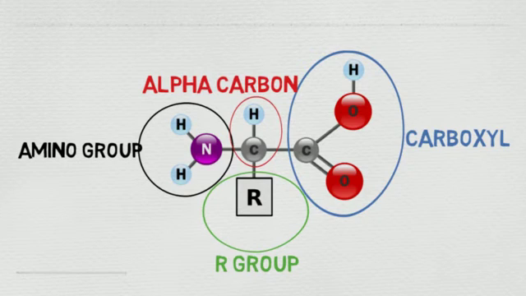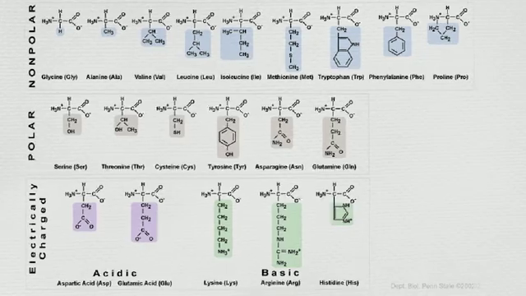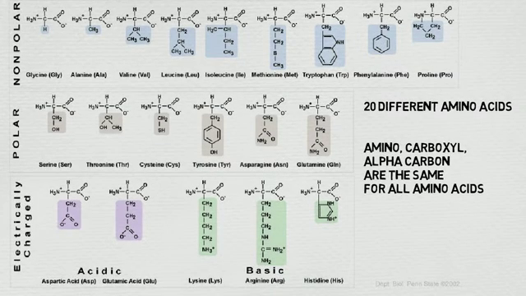The amino group, circled in black, is composed of 2 hydrogens bonded to a nitrogen. Next is the carboxyl group, in blue, containing a carbon double bonded to an oxygen and an OH. In the middle, in red, is the alpha carbon. And last, we have the variable R group, in green, which varies between different amino acids and gives them their function. There are 20 different types of amino acids, highlighted here, required for human life to exist.